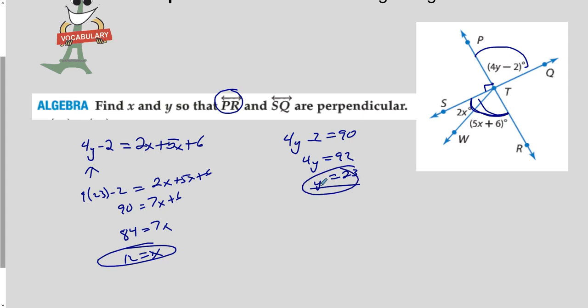So those are the two values for x and y that would make those two lines parallel. If x and y are anything else, or sorry, not parallel, perpendicular. If x and y turn out to be anything else, then those two lines would not be perpendicular to one another.